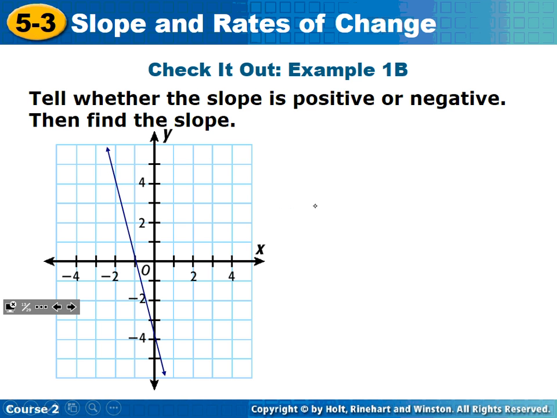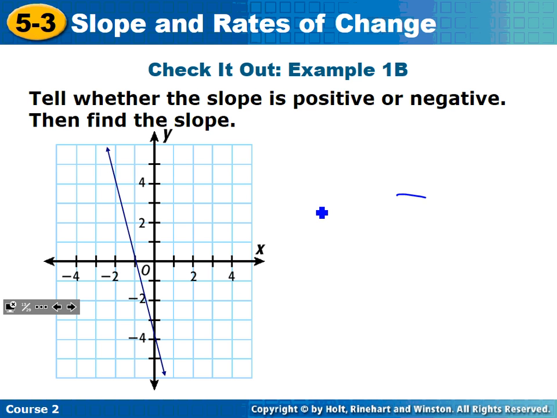Positive or negative? Wilbert? Negative. Is it going up or down? It's going down, so it's negative. So when we find our slope, we know the answer is going to be negative. Okay?